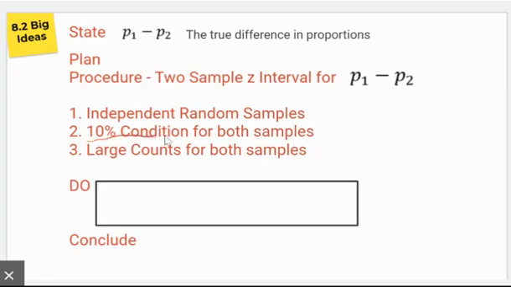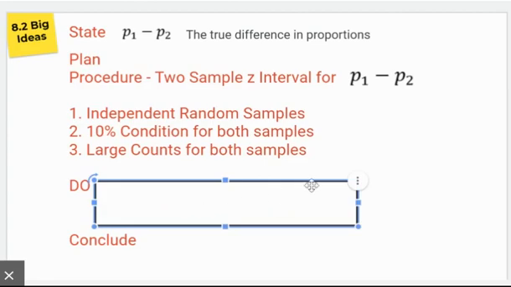The 10% condition still holds, but we have to check the 10% condition for each sample individually. Same thing with the large counts condition. We want to check n times p hat and n times 1 minus p hat, but we have to do that for both samples, and we have to show that each one of those four calculations is greater than or equal to 10 in order to satisfy the large counts condition.